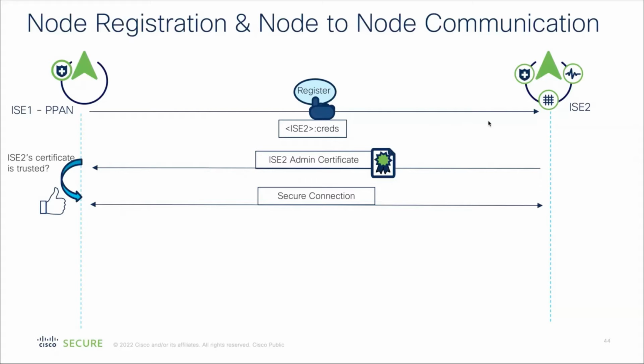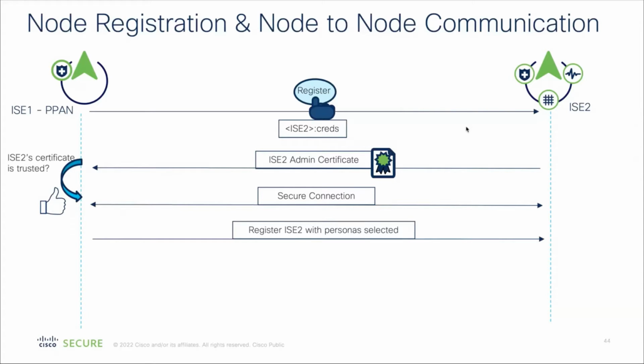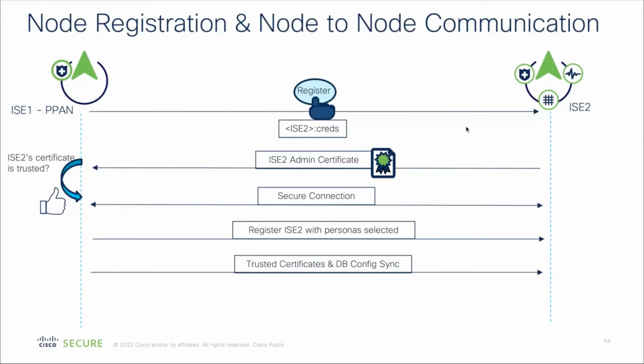In case ISE2 was making use of a certificate signed by an authority, that authority should be there in your PPAN list so that it doesn't even notify you with anything. Once the validation is over and is trusted, the PPAN and the ISE2 are going to have a secure connection between them. Over that secure connection, we're going to register the ISE2 with the personas that you have selected. And then we're going to transfer all the trusted certificates from the PPAN config DB back to the ISE2.